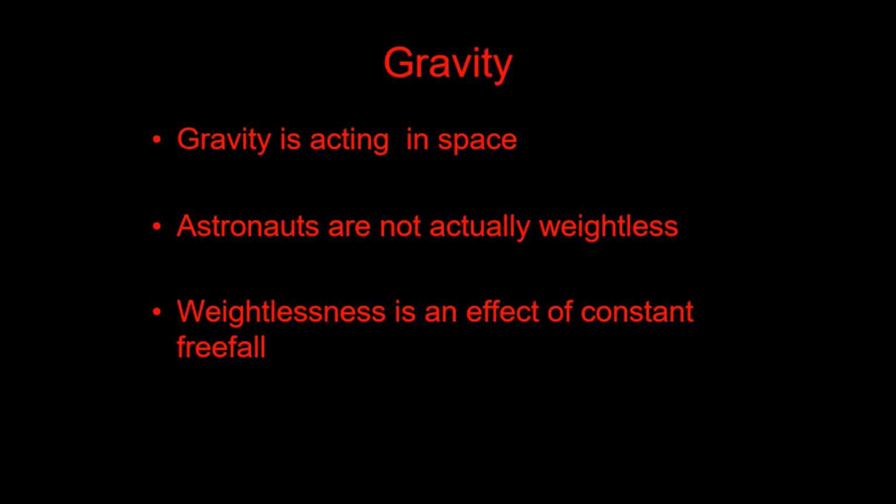So, even if you are in orbit, gravity is still acting in space. Astronauts are not actually weightless in the true sense of the word. The gravity even in a relatively high Earth orbit is still approximately 9.8 meters per second squared. What's actually happening is you are orbiting the Earth in what's referred to as a constant potential. And weightlessness is an effect of constant free fall, constantly falling but missing the Earth, essentially.